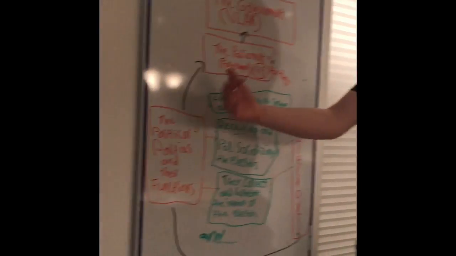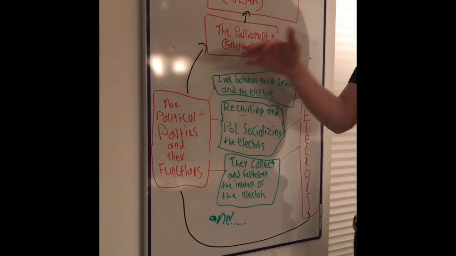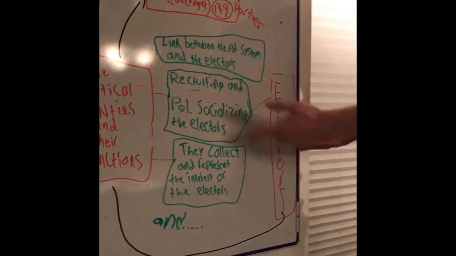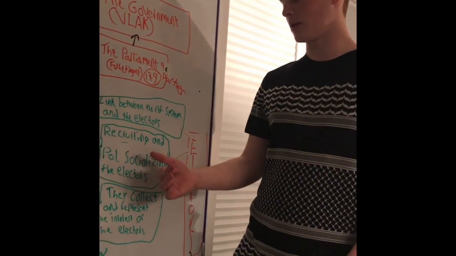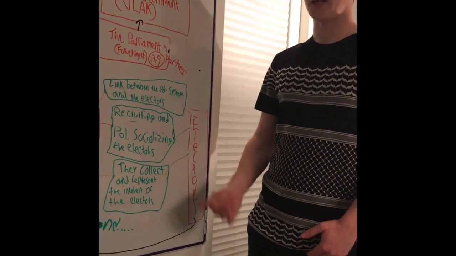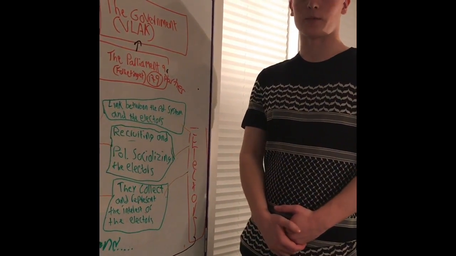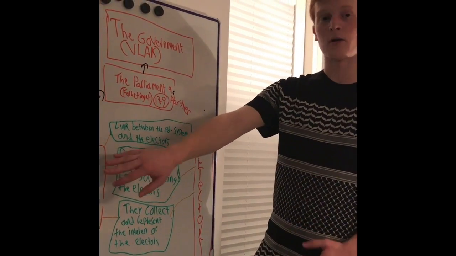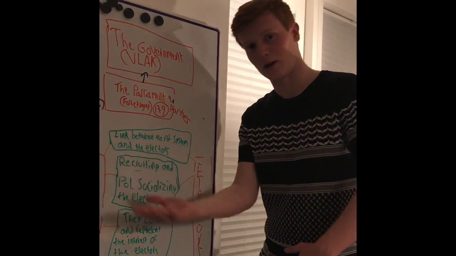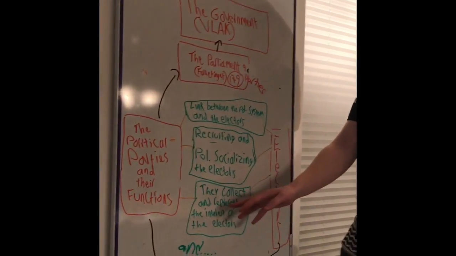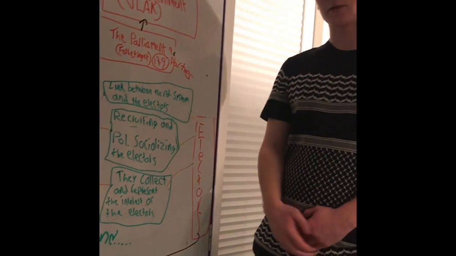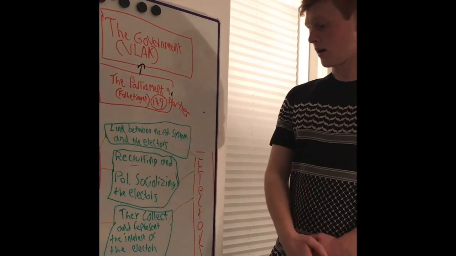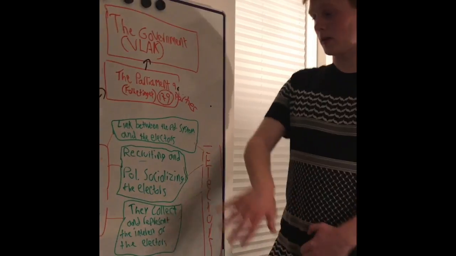Besides the political parties being in the parliament, they also have other functions. They're a link between the political system and the electors. They are recruiting and politically socializing the electors, meaning they provide the electors with information about what's going on in the society, and they give them a chance to actually be a part of their party. They also collect and represent the interest of the electors, meaning that they give the electors a voice in the political system and in the parliament. And they also have other functions, but these were the three most relevant.